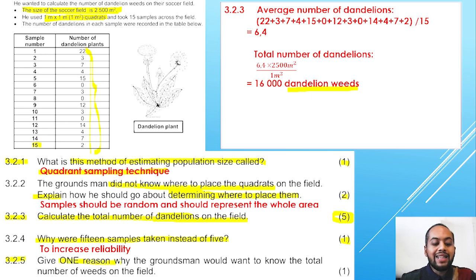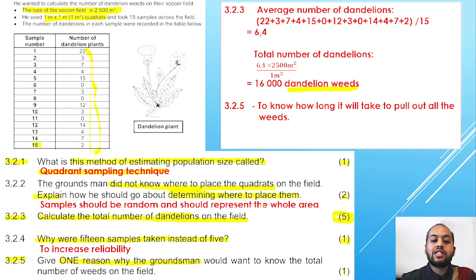3.2.5 says, give one reason why the groundsman would want to know the total number of weeds on the field. For what reason would the groundsman want to know how many weeds there are in the field? So first, to know how long it will take to pull out all the weeds. To know how much weed killer or herbicide he needs to use. Because what is his purpose? He needs to ensure that there's no weeds on the field.